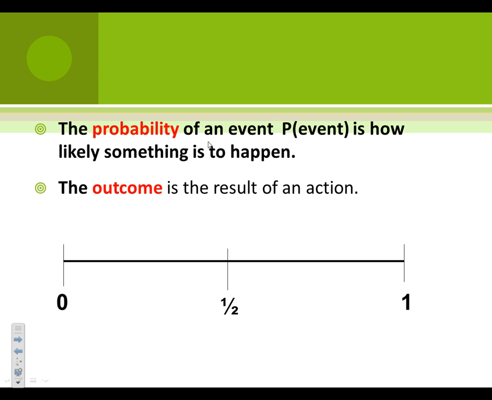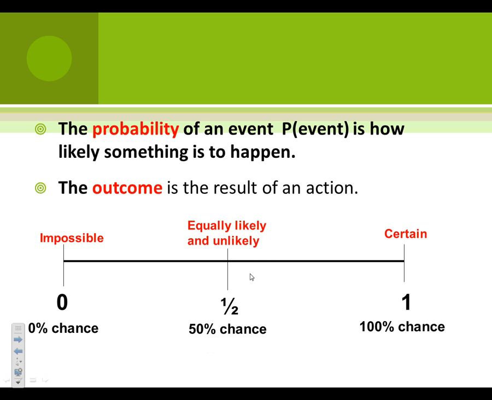So keep that in mind and think about a number line. If we know that an event absolutely is not going to happen, then we say the probability of that event is zero. It has a 0% chance of happening. It is impossible. On the other end of that spectrum, if we're absolutely certain, then we say that it has a 100% chance of happening.